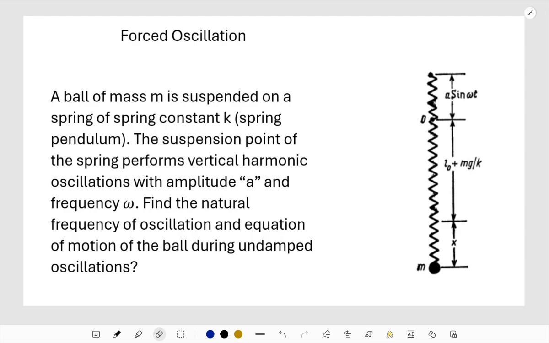And the amplitude of forced oscillation is A and the angular frequency is omega. Find the natural frequency of oscillation, that is oscillation of the ball, and the equation of motion of the ball during undamped oscillations. That means you are free to use mechanical energy conservation. First of all, let me tell you the natural frequency of oscillation is under root k by m and nothing else. We'll call this omega naught because omega is something else, the driving frequency.